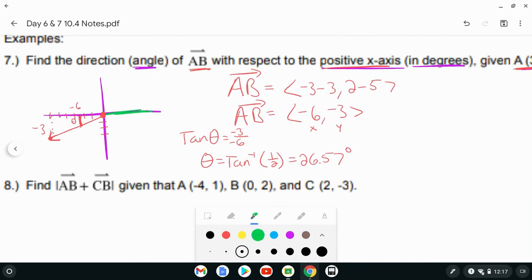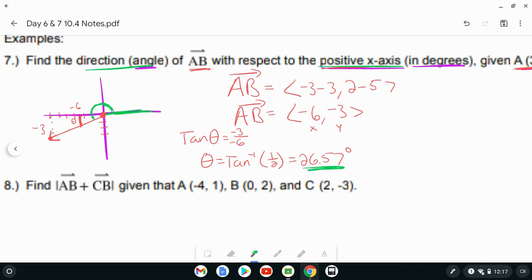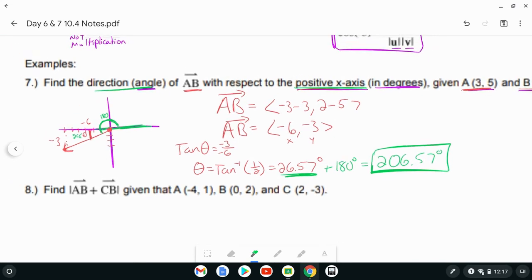But like we said in the initial directions, we're finding the direction or the angle with respect to the positive x-axis. So from here, you guys should be used to this. This is just how we started our unit circle, right? What is the full measure here? Well, if this is 26.5 roughly, and this is 180, we can just add 180 to that to get the full angle. So the full angle is going to be 206.57 degrees from the positive x-axis.